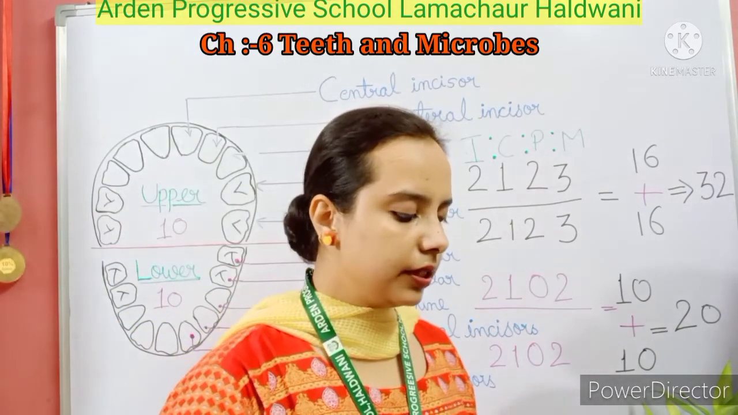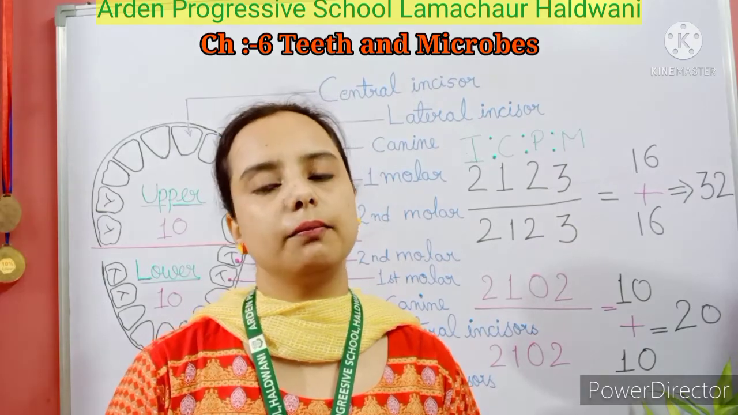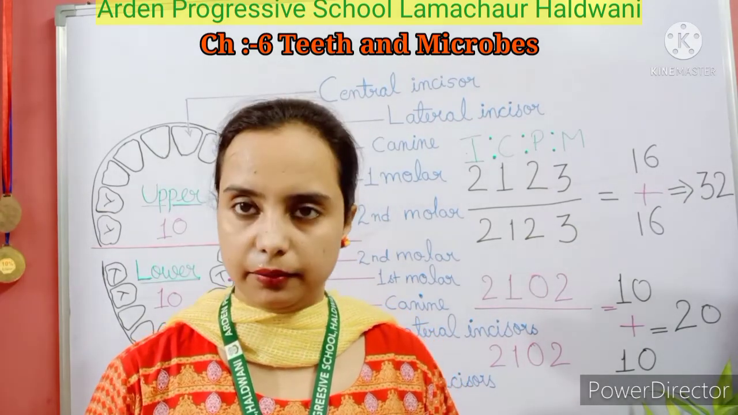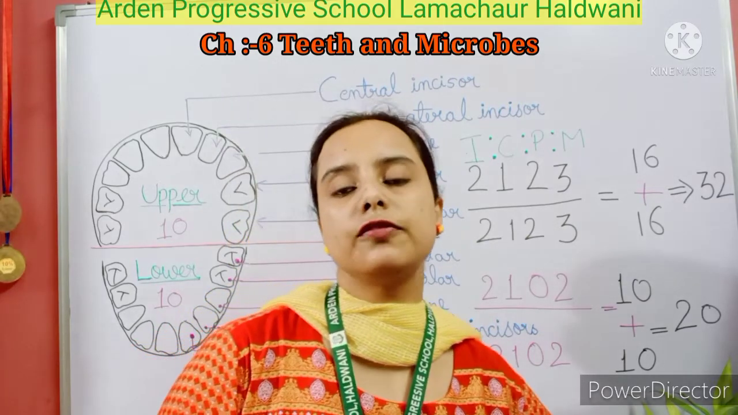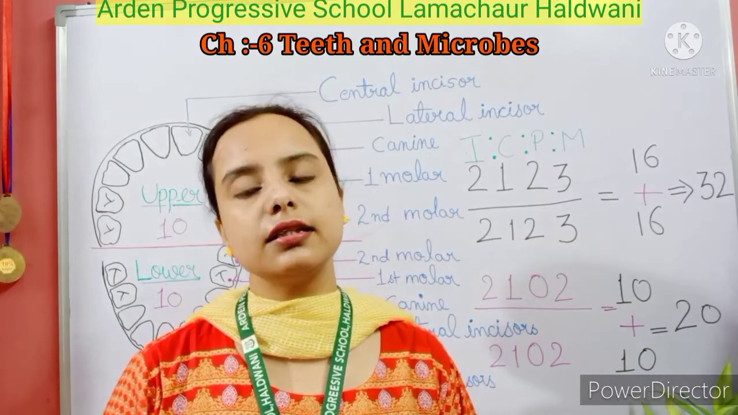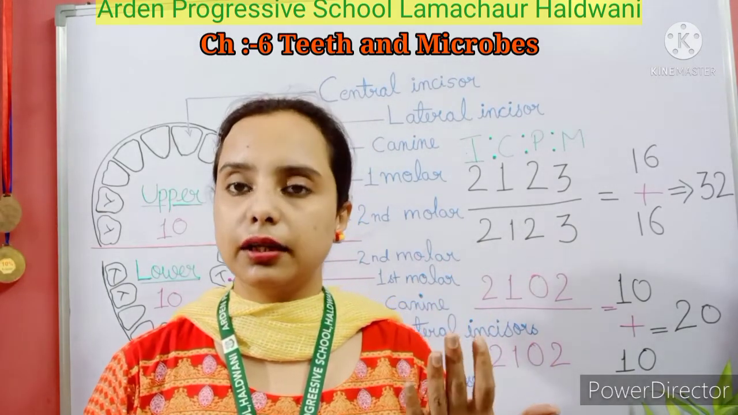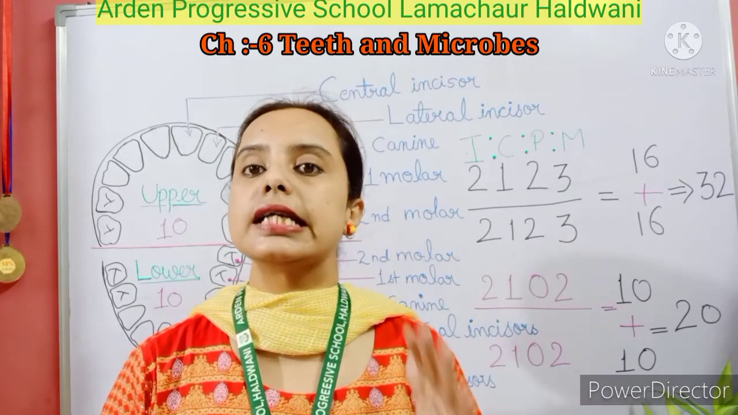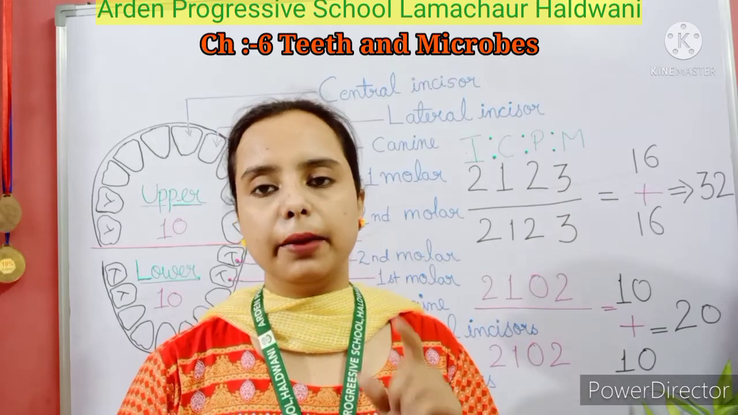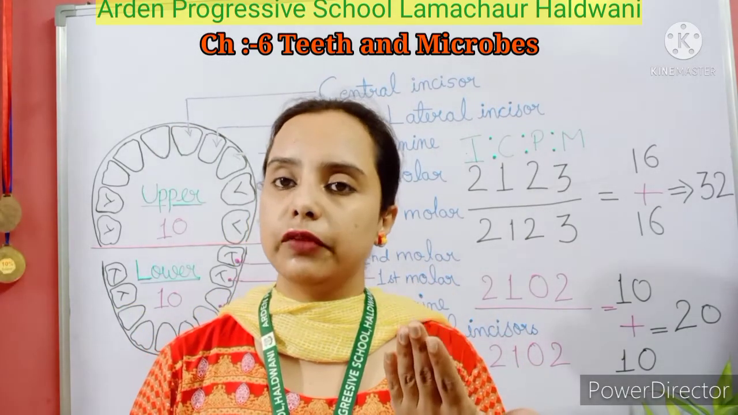When the babies are 6 to 7 months old, their teeth start erupting. The teeth that erupt in babies are known as milk teeth, or temporary teeth. These teeth erupt till the age of 3.